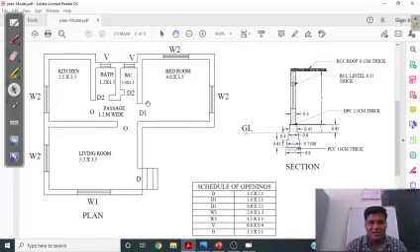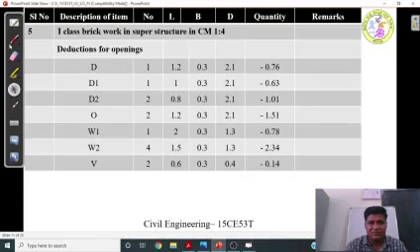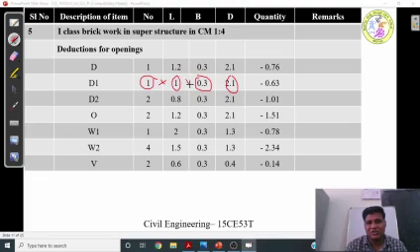And D1, this is D1. There is only one door of the dimension D1. The D1 dimension is 1 meter by 2.1. Again, go to the plan, go to the tabular column. So D1 is 1, the dimension is 1 by 2.1 as the height and the width is 0.3. So 1 into 0.3 into 2.1 will give me 0.63 cubic meter, the quantity to be deducted for the masonry.